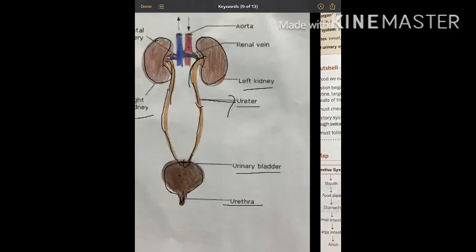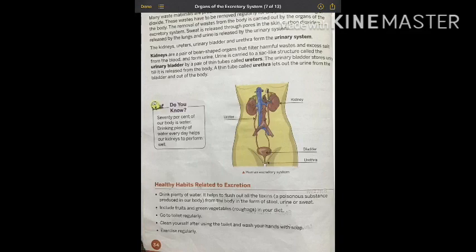So this is your urine excretory system. Now here, there are some healthy habits related to the excretory system. You should drink plenty of water. It helps to flush out waste from our body. Toxins means the poisonous, or we can say the harmful substances, from the body, in the form of stool, urine, sweat, which we have discussed earlier also.